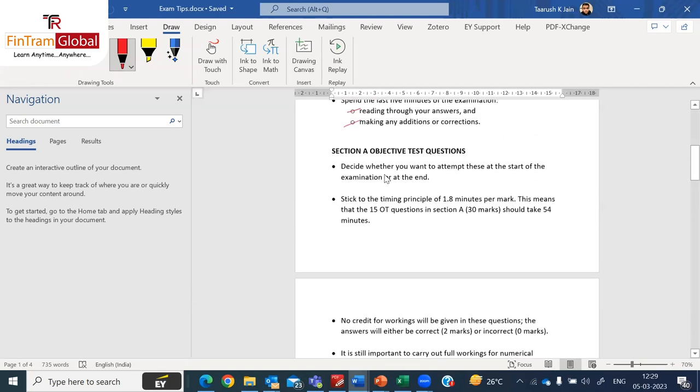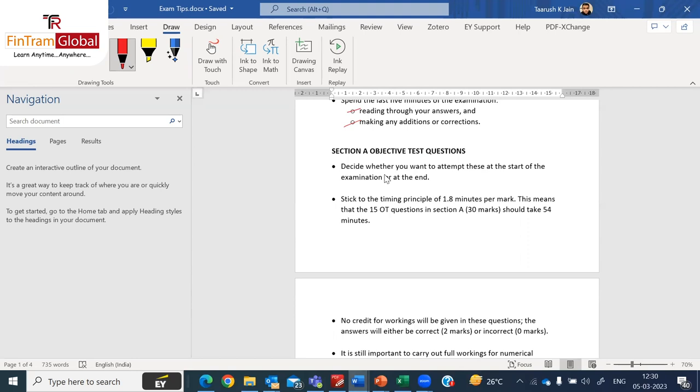Decide whether you want to attempt these at the start. Now, objective test questions, I would suggest do it at the start, because your mind is fresh and this is your scoring area. So do your objective test questions first. I would suggest this, but you can obviously do it at your last as well. If you want to use the first hour or so in doing the computational questions, that's entirely up to you.